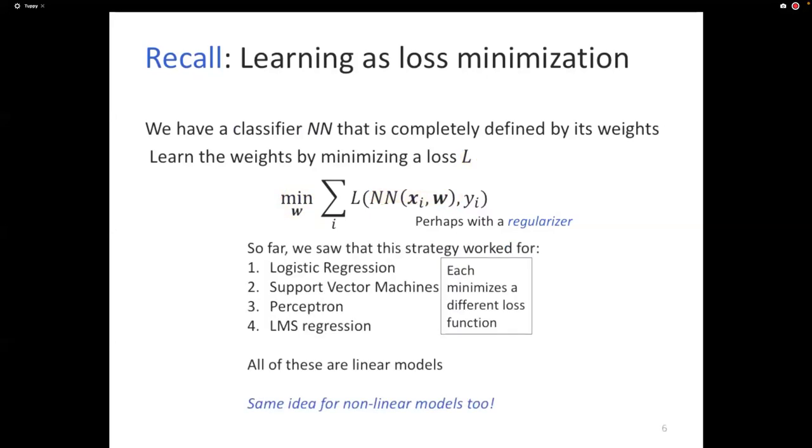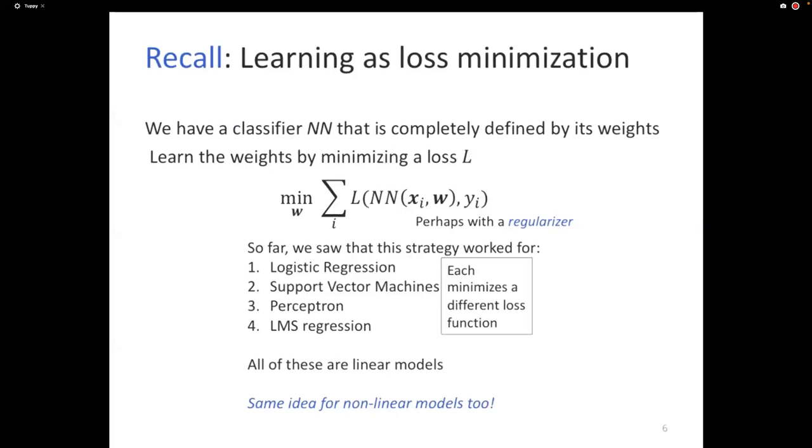This strategy worked for logistic regression. This strategy worked for support vector machines. It worked for least mean square regression. It worked for perceptron. The common thing across these is that each of these was a linear model. The first three here were all for classifiers. The last one was for regression, but they were all linear. So the same idea can be generalized to a nonlinear model as well.